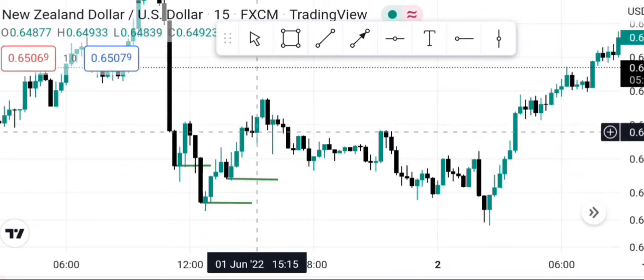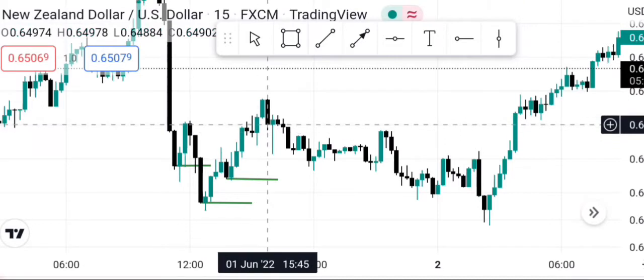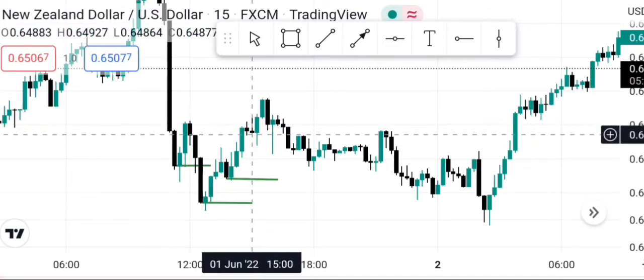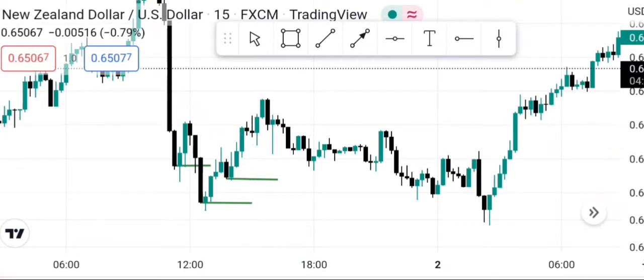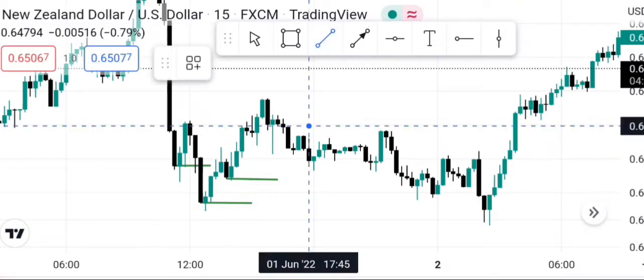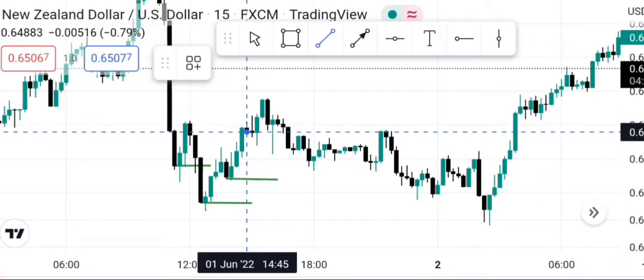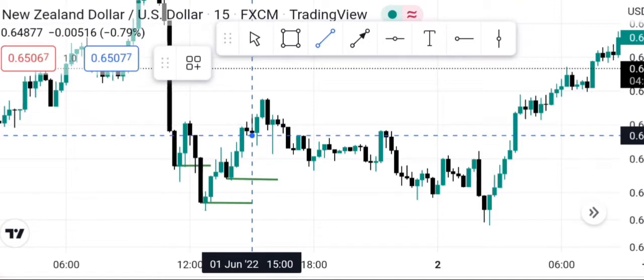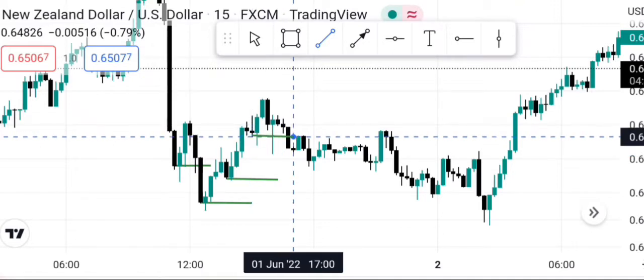This low right here is not considered a swing low. But this area is considered a swing low. Let me mark that out. This area here, because you have your bearish candle and then you have your two consecutive candles. So that makes that a swing point.